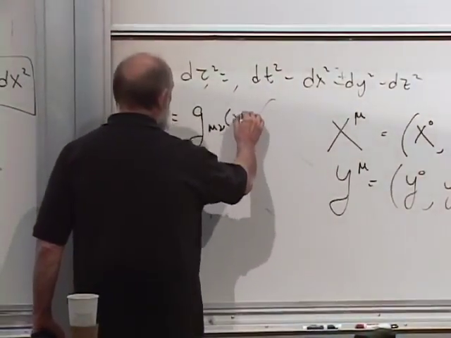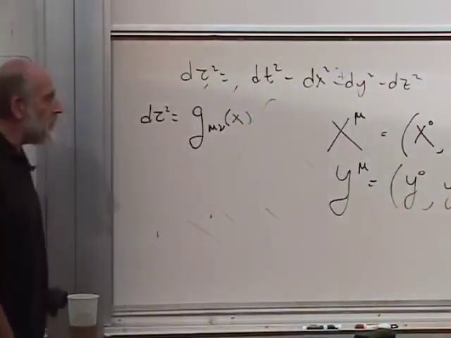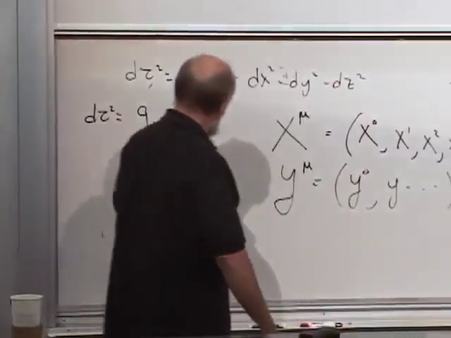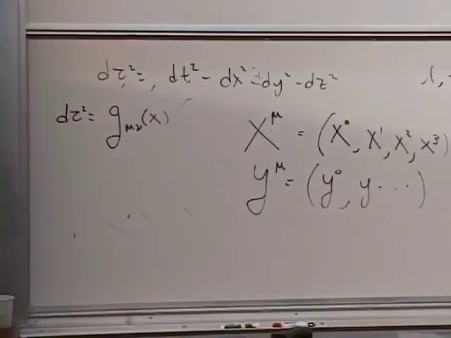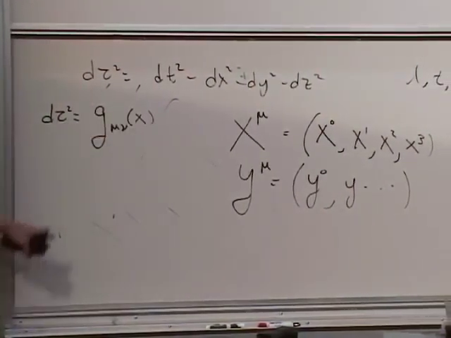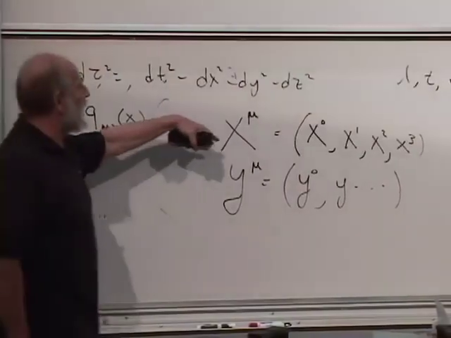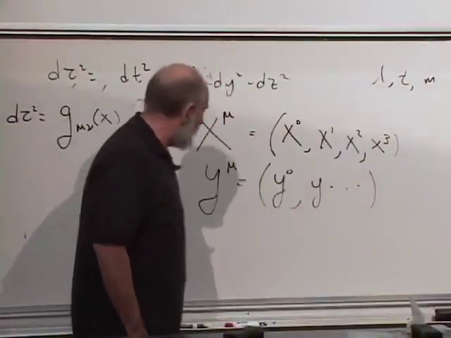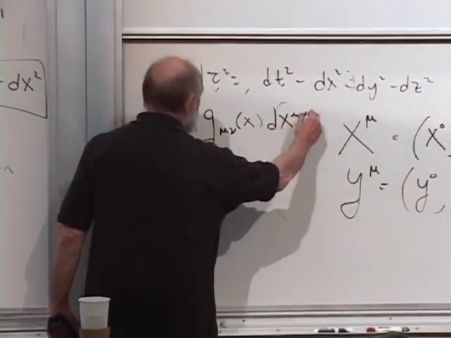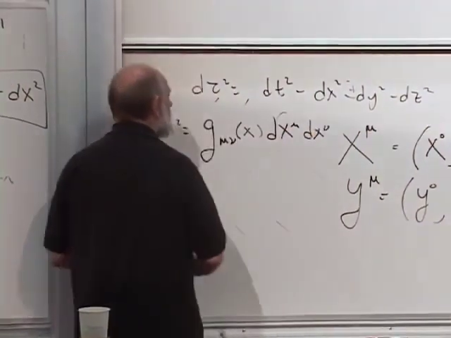Now, when I write just of x, it means of space and time. A general function of position in space-time is just written as a function of x, without specifying whether we're talking about x0, x1, x2, x3, and so forth, times dx mu dx nu.